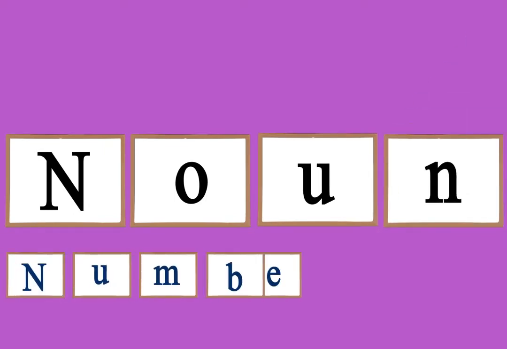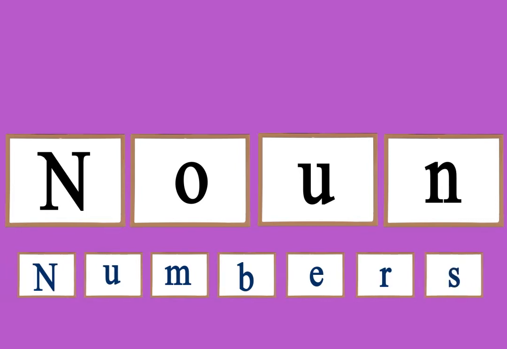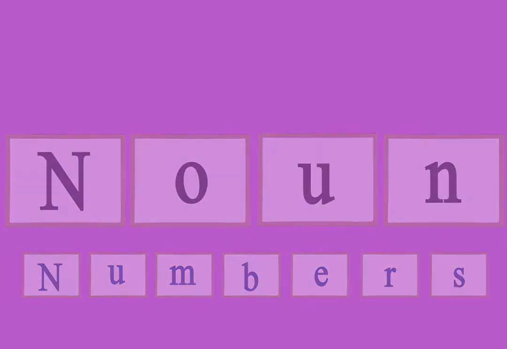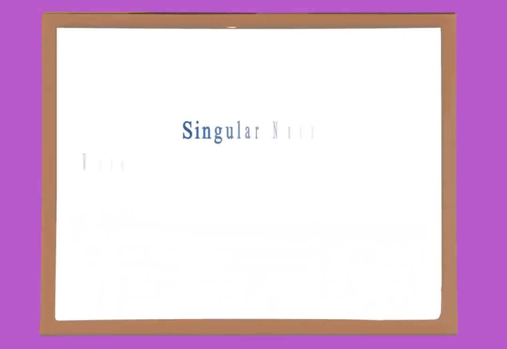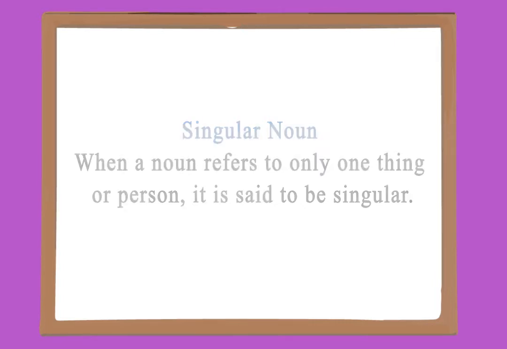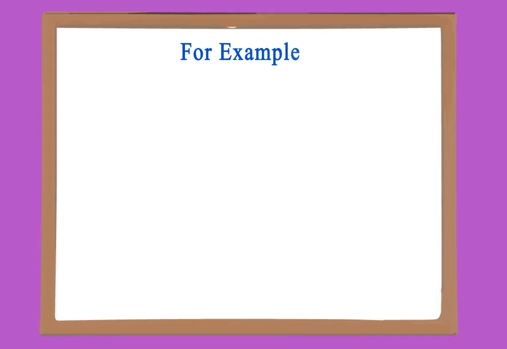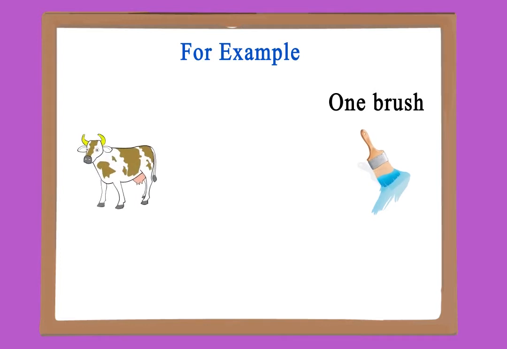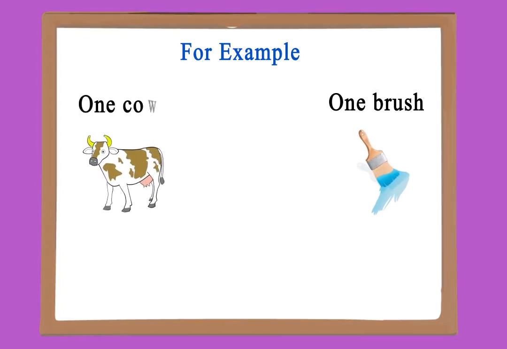Noun, numbers. Singular noun. When a noun refers to only one thing or person, it is said to be singular. For example, one brush, one cow.